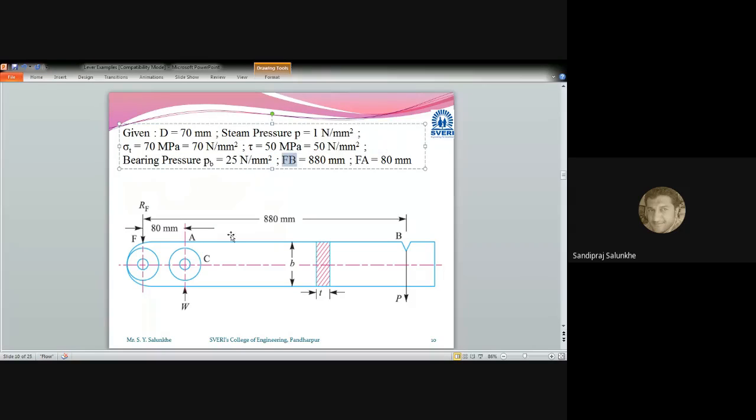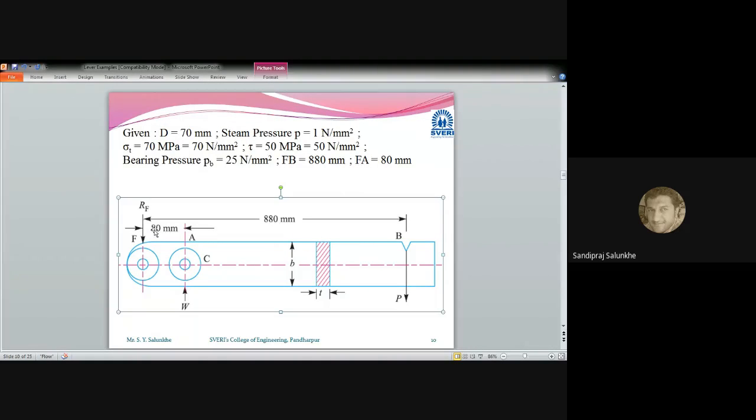F to B distance. This is point B where we are going to apply the dead weight. This distance is given as a, from the fulcrum, at 880 millimeter, and F to A, that is from the fulcrum to where the spindle of the steam stop valve is connected, this distance is 80 millimeter. So here it is mentioned as 80 millimeter. Okay. So this is the lever where we are going to connect this safety valve, and this safety valve is acting with its weight or this W.